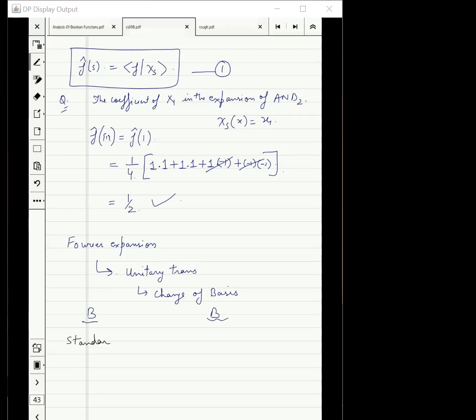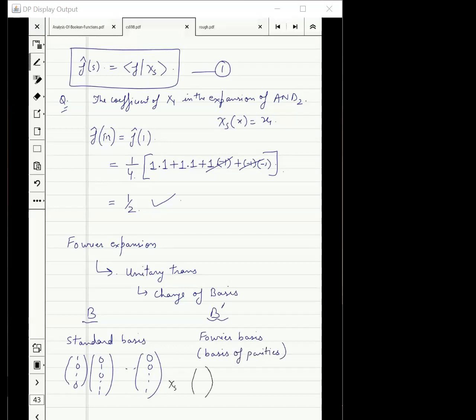Very good. One is the standard basis, where standard basis means 1, 0, 0, 0, then 0, 1, 0, 0, up to 0, 0, 0, 1. This was the standard basis. And then the basis in which we are changing is the Fourier basis, or basis of parity vectors. So one vector will correspond to chi_phi, which is all ones. Then chi_{x1}, with entries 1, 1, minus 1, minus 1, and so on. This is clear, right?